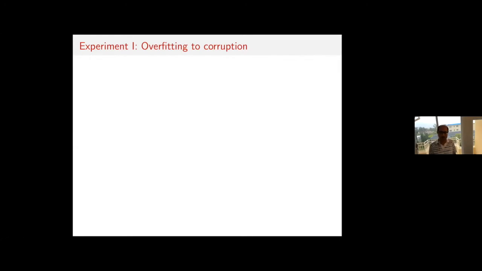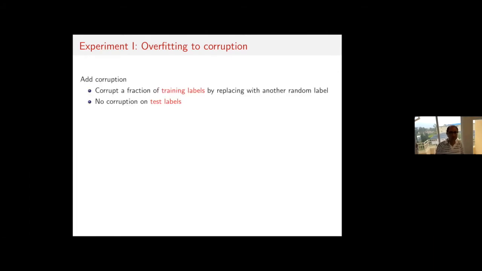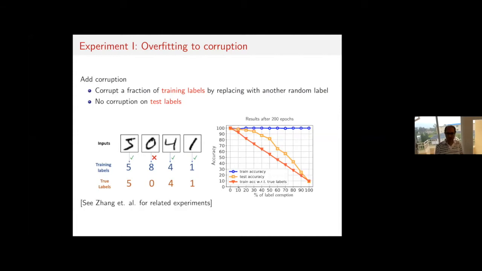This first experiment you've probably seen often, which has to do with the ability of neural networks to overfit to corruption. What happens here is that you have a bunch of training labels, and then you corrupt a bunch of them. For example, if you have some zeros, you flip it to 8, even though the true label is 0. Let's say you flip a percentage of the labels, and you want to see what the training accuracy is.